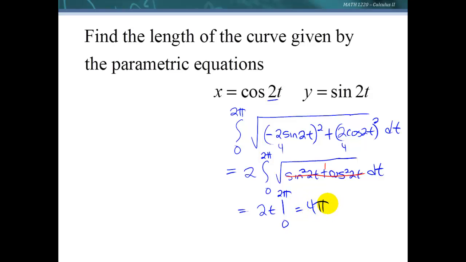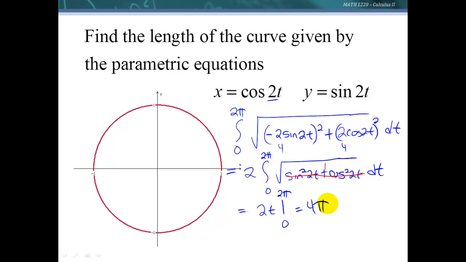But wait a minute here. This was the length of the curve, and this is a circle, but it's a circle of radius 1 because these numbers right here are 1s. So if we have a circle of radius 1, we could have figured out the length of this. That's the circumference. Okay, so the circumference is going to be 2 pi r, and our radius was 1. So that's going to be 2 pi. Well, hold on a minute. We just computed it and got 4 pi. So what's wrong with this?